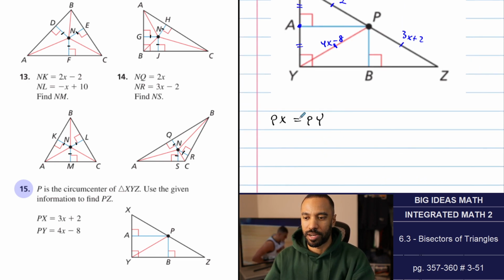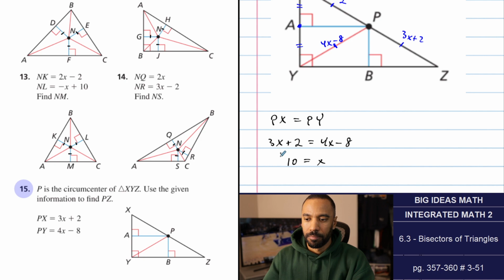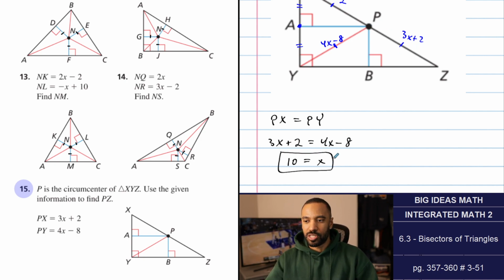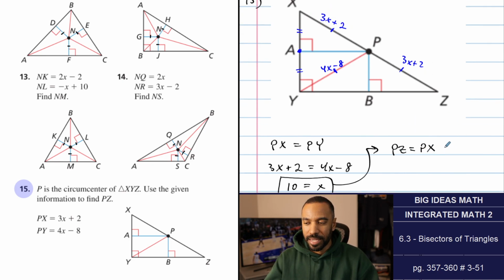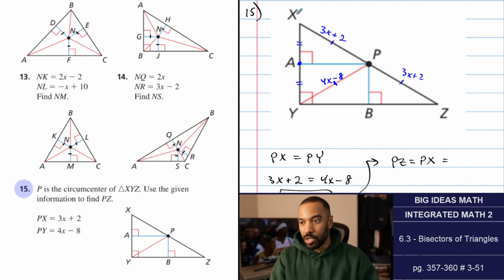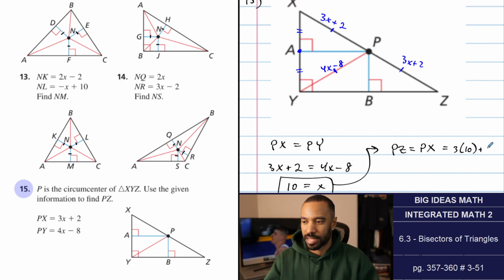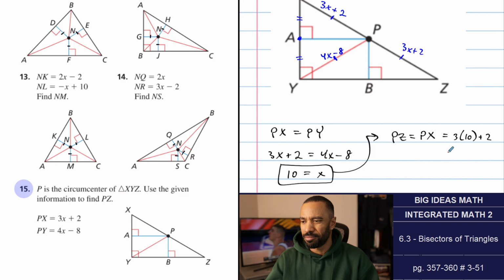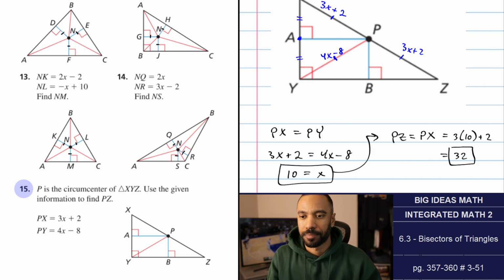3x plus 2 equals 4x minus 8. Subtract 3x from both sides, add 8 to both sides. X is not 8, but 10. X is 10. Okay. Now that solves for x. We got to solve for the length of PZ. Now PZ is the same length as PX because they are equal, right? This is a midpoint. It bisects these. These are equal. So 3 times 10 plus 2, we're going to use that same exact expression. 32. That should be the answer there.